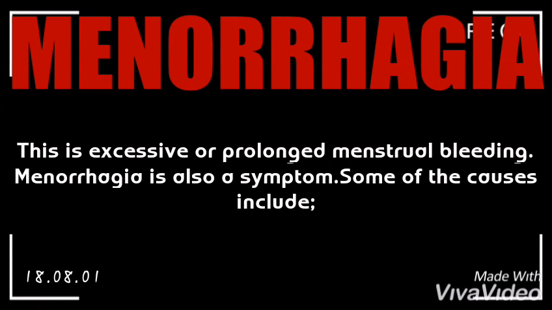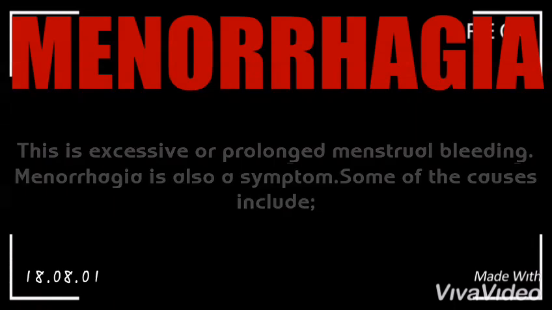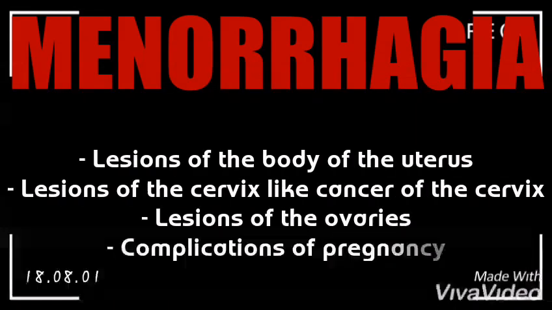Menorrhagia is a symptom. Some of the causes include lesions of the body of the uterus like fibroids, endometriosis, TB. Lesions of the cervix like cancer of the cervix. Lesions of the ovaries like estrogen secreting tumors and chronic infection. Complications of pregnancy like abortion, ectopic pregnancy.